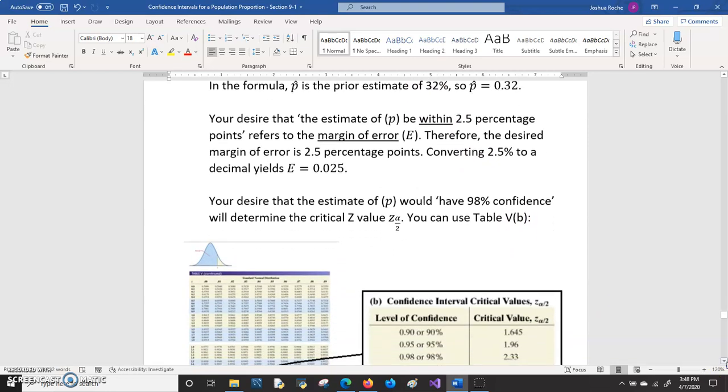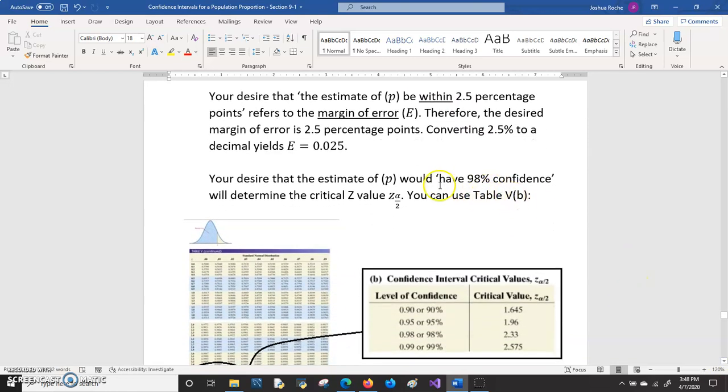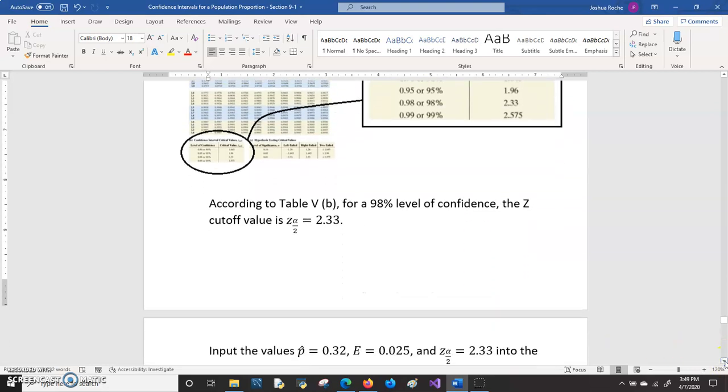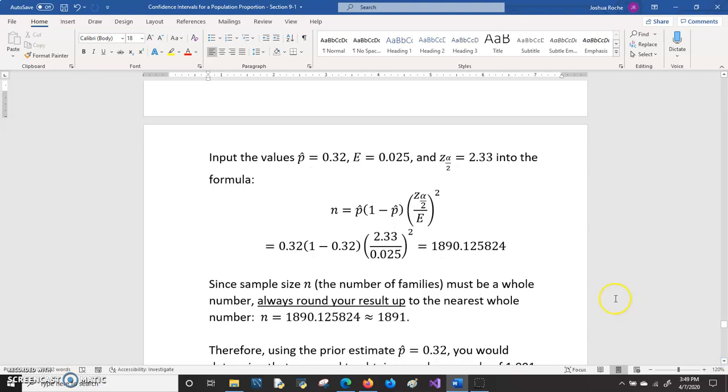To get that, you can use table 5b again. In the problem, it mentions that we would like our interval to have 98% confidence. So going to table 5b, we'll look up 98% confidence. The Z value for that is 2.33. We'll input all of these values for P hat, for E, and the Z, and it comes out to 1,890.125824.